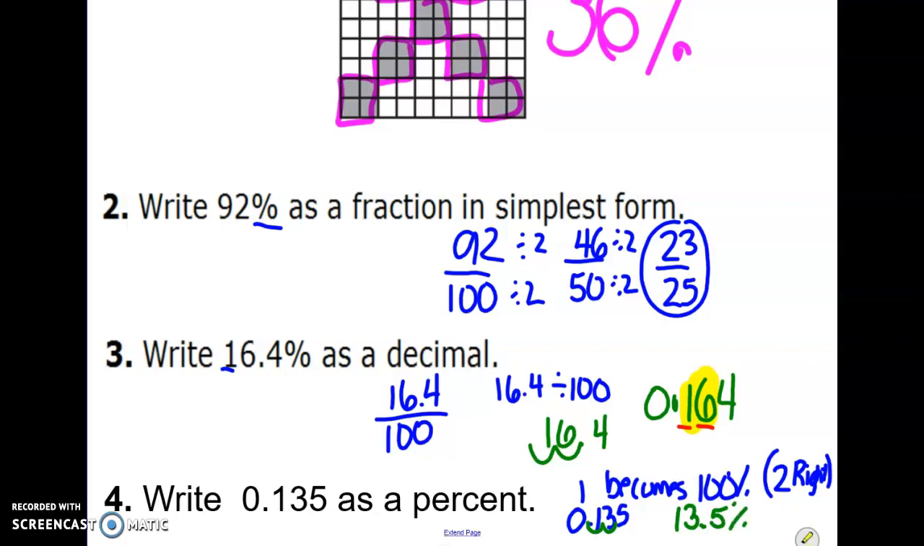Once again, percent means out of 100. I have 13 hundredths there. I have my 13% right there.